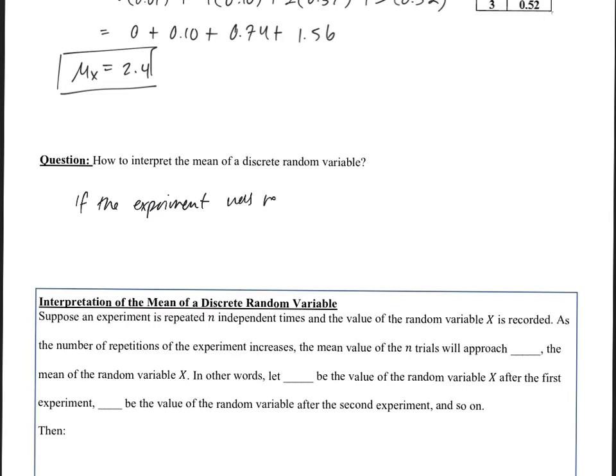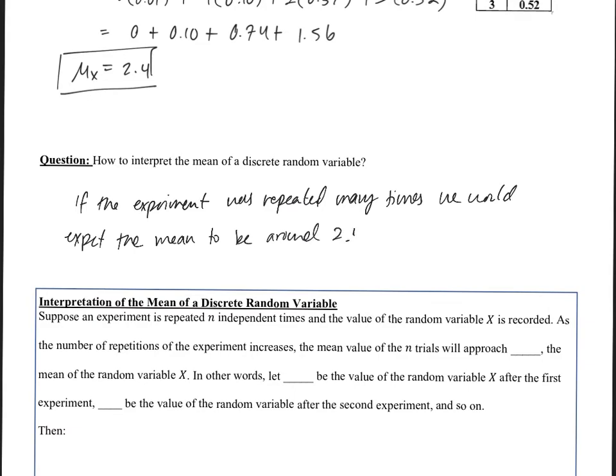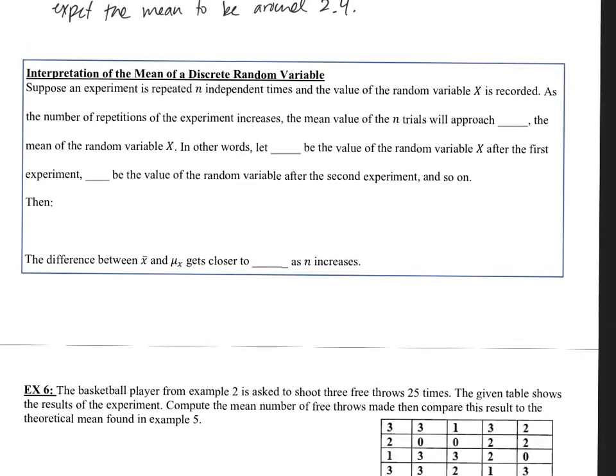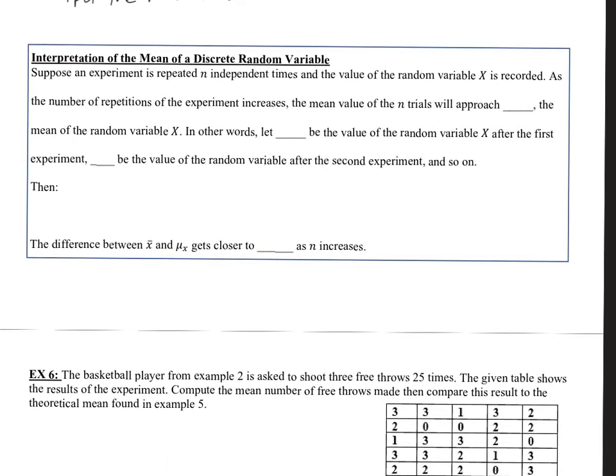So another way of saying it is, if the experiment was repeated many times, we would expect the mean to be around 2.4 for our problem.